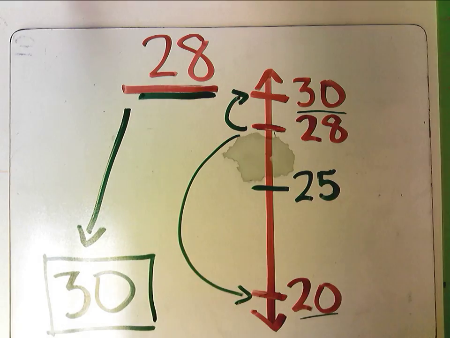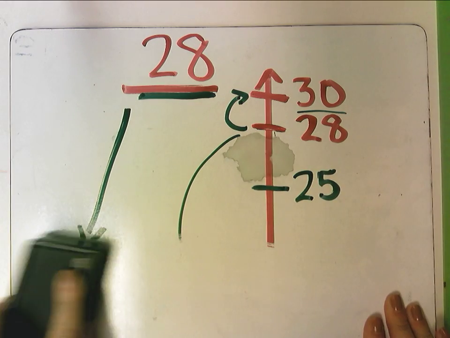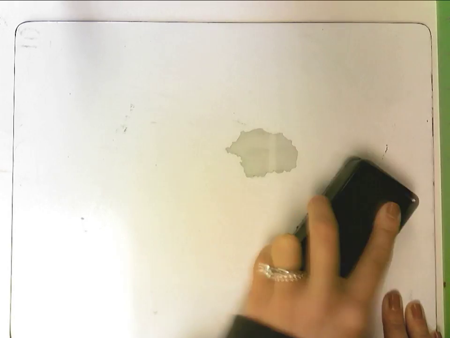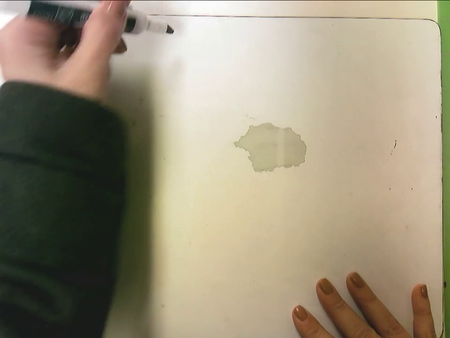So I want you to erase your whiteboard. And we're going to round one more number to the nearest 10 on our number line. Let's round the number 36. Taking my marker at the top, I'm going to write 36.